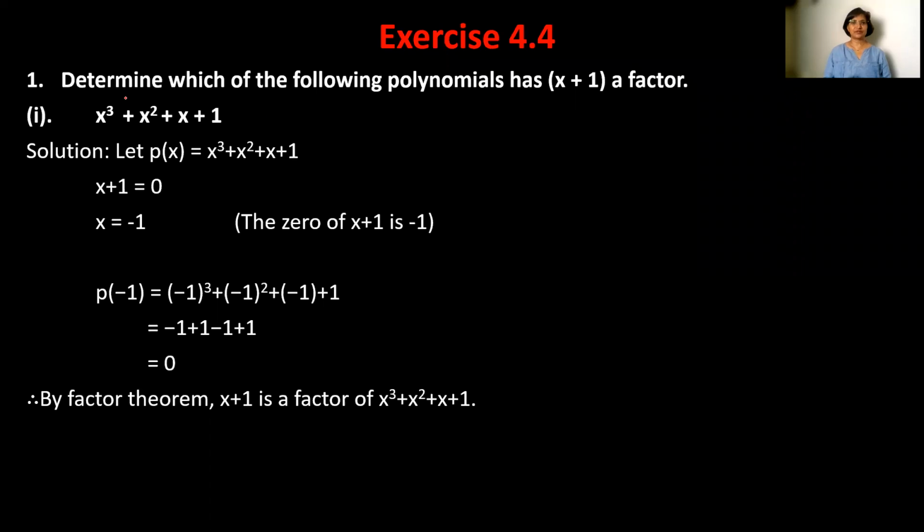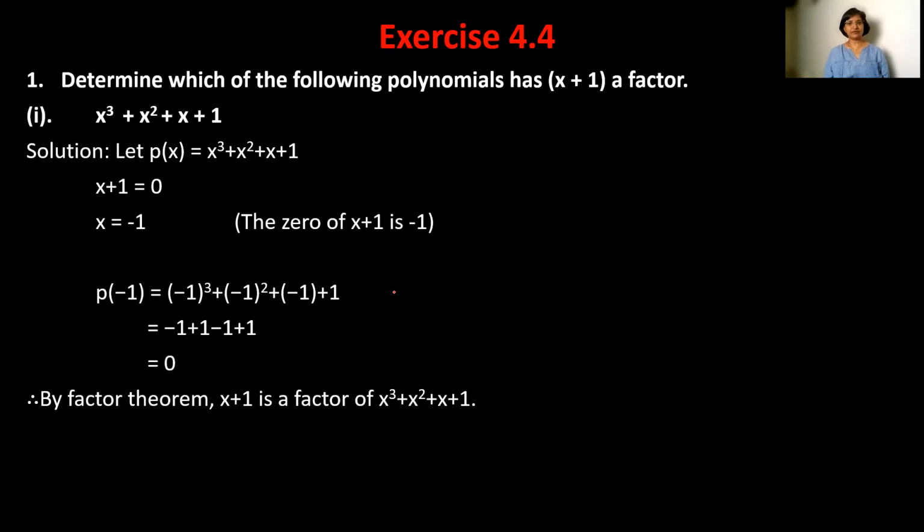So this is the first question of the exercise. Determine which of the following polynomials has x plus 1 as a factor. Here the polynomial expression is x cube plus x square plus x plus 1, and we have to find out whether x plus 1 is a factor of it. So for that, we'll start from the zero of the polynomial. Let x plus 1 equal 0, then x equals minus 1, we find, right?